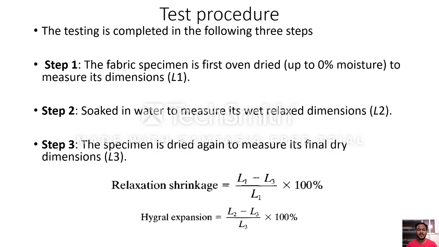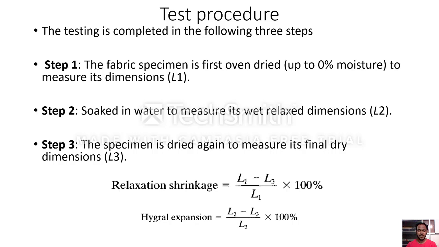First step is the fabric specimen is first oven dried up to 0% moisture. We completely dry it and its dimensions are measured. So that is L1. Next step is the fabric is soaked in water to measure its wet relaxed dimensions. This is step 2, you measure the wet relaxed dimension after you soak it in water. That is the L2. Next is the L3, where you take the specimen, which is soaked in water, and it is dried again to measure its final dry dimensions.